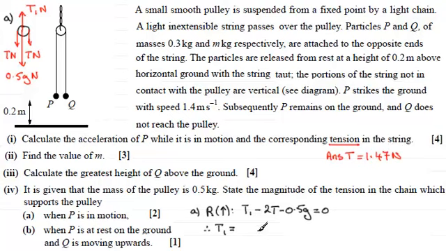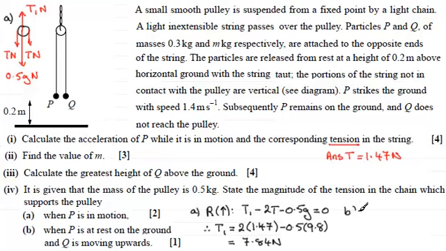So I've just got to double that. That's 2 times 1.47, and then we've got plus 0.5 multiplied by the acceleration due to gravity, 9.8. And if you work that out, what you get is 7.84 newtons. So that's going to be the force then in the chain. Okay, so that's part A.